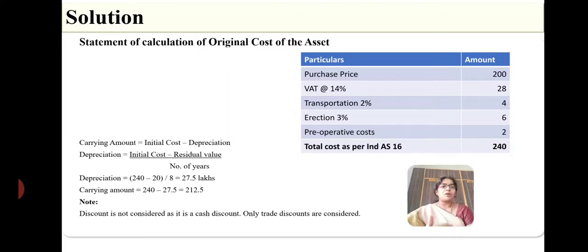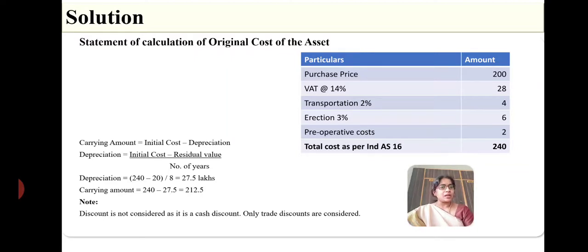What is the carrying amount? Carrying amount is the cost minus accumulated depreciation. So cost we have already calculated. For the accumulated depreciation, we have to calculate it. What is the formula? Cost minus residual value divided by number of years. We have calculated the cost, which is 240, and they have already given the residual value, minus 20, and they have given the number of years of operation, which is 8. So 240 minus 20 will be 220, divided by 8 will give us 27.5 lakhs, which is the annual depreciation.